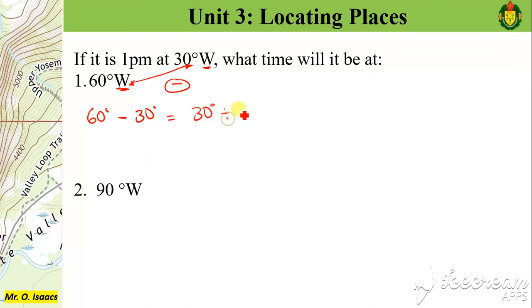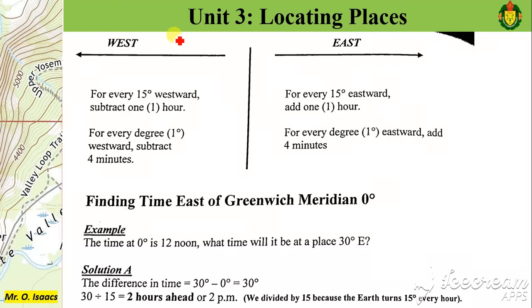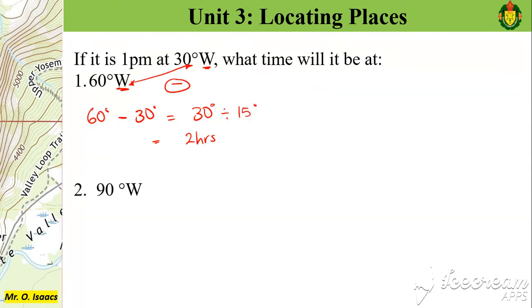After that, you're going to find out how many hours we're getting out of this 30 degrees. So you're going to divide this by 15 degrees. Once you divide this by 15 degrees, you're left with 2 hours. Then you're going to use the principle that we discovered earlier: places to the east, you add time if you're going towards the east. Places to the west, you subtract if you're going towards places to the west. So you apply this principle once you have figured out this operation. So it's 2 hours. It's 30 degrees west and you're going to 60 degrees west.